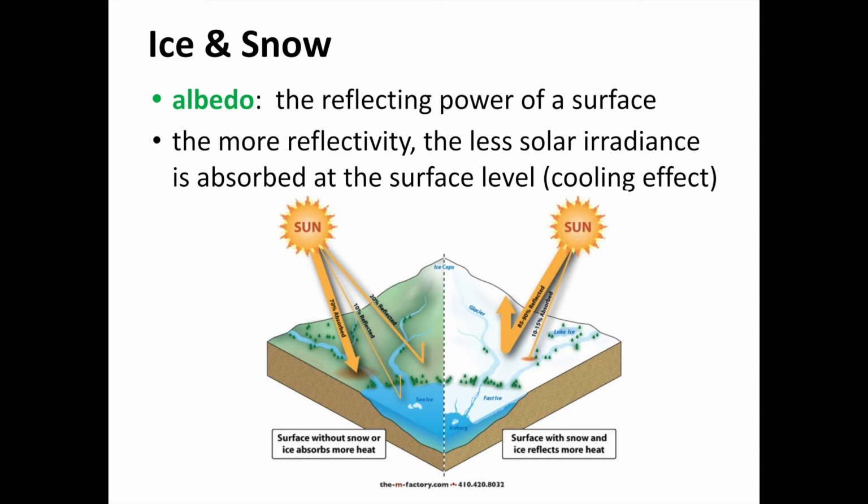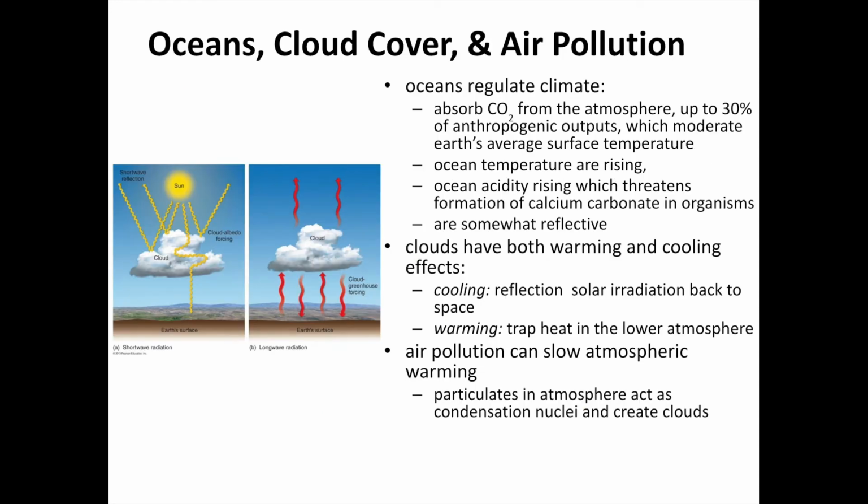Right now, because we are seeing snow melt and glacial ice melt, we are losing albedo, which means we're increasing the amount of solar irradiance that we absorb at Earth's surface, and that's causing more heating of Earth's surface.